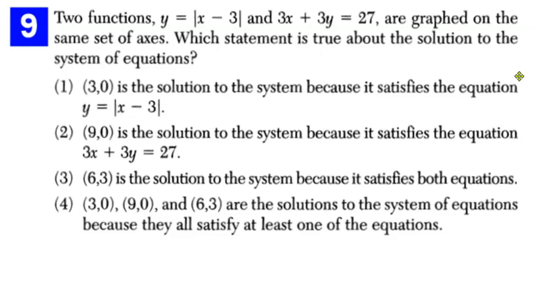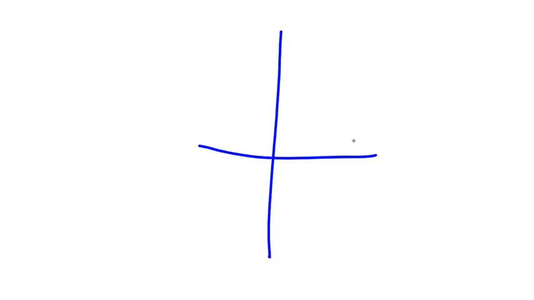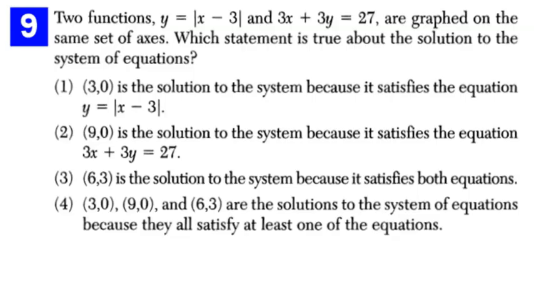Question number 9 says you're going to graph two functions on the same set of axes, and it asks you what is true about the solution to the system. Now, before I even read anything, what do we know to be true about any system? Whether we have a quadratic and a linear, whether we have an absolute value and a linear, it doesn't matter. The solution to the system is always the points of intersection. And the points of intersection always lie on the line, or they are always a solution because they satisfy the equation.